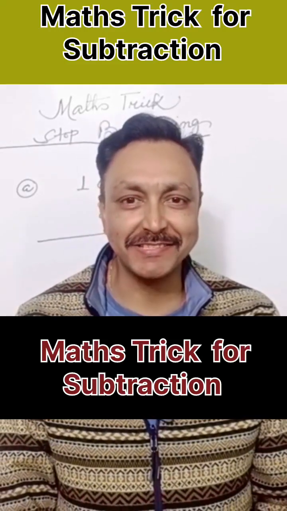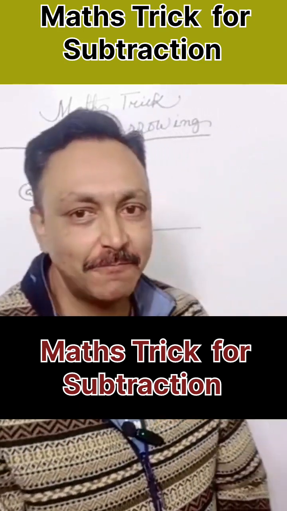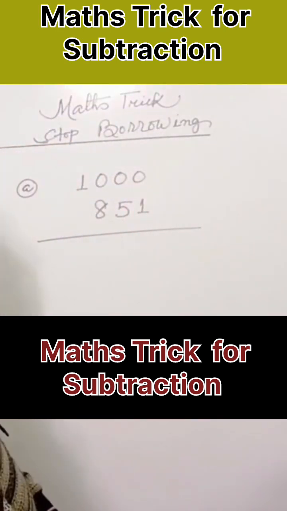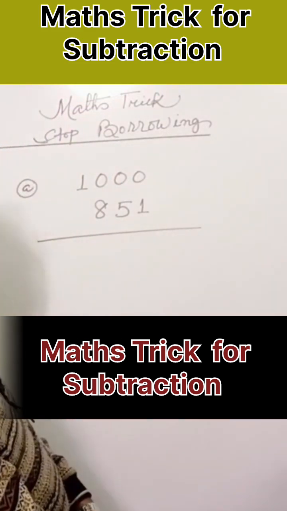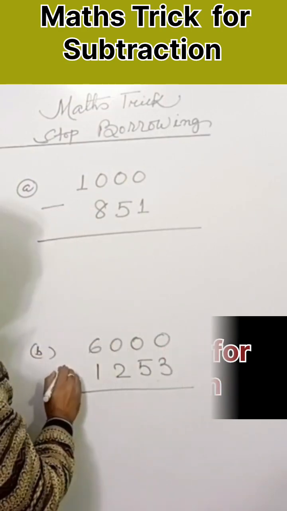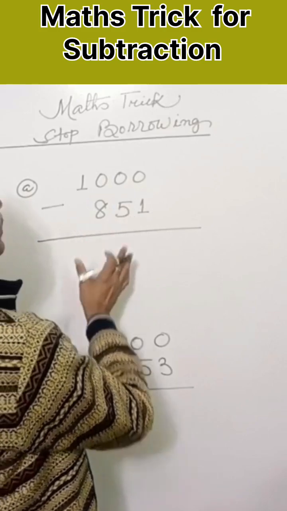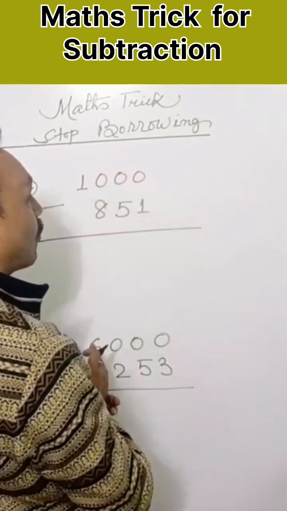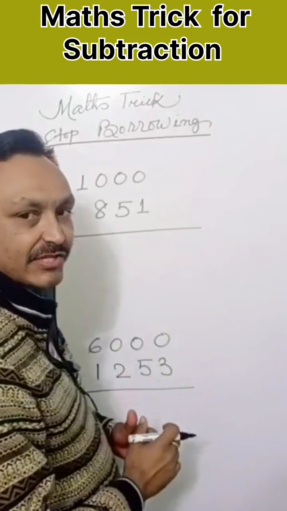So today's class is going to be a very special class. See the title, it is written Maths Trick: Stop Borrowing. Most of the time, these problems are nothing but subtraction. Most of the times in order to subtract we have to borrow a number from the adjacent number. This is the traditional method.